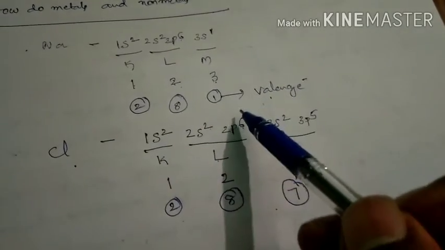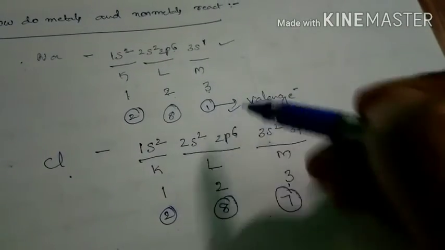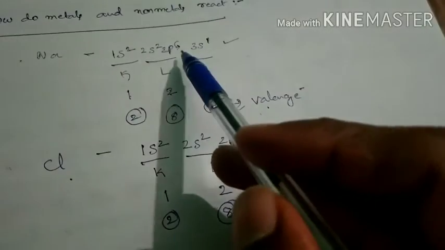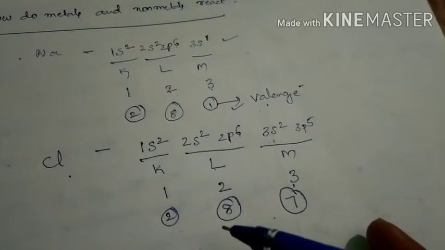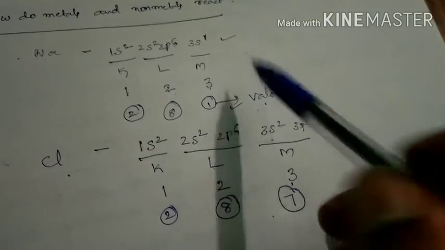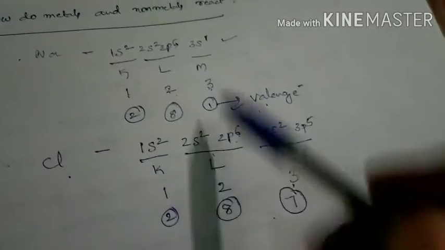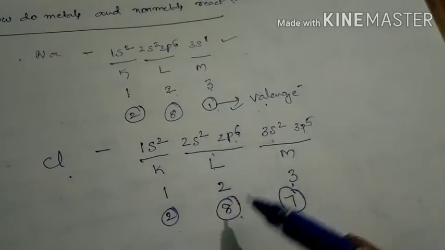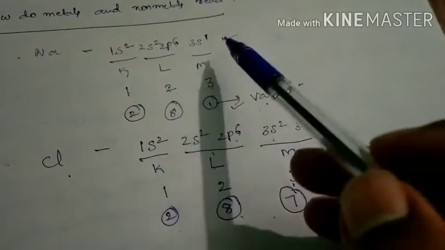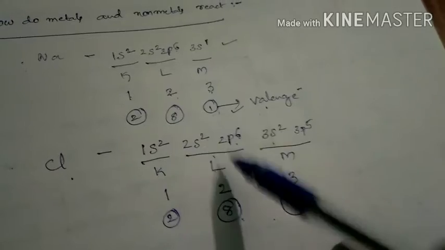We can write the electronic configuration either in this manner or in this manner. It is better to learn the electronic configuration always in this manner, because in higher classes we will discuss the structure of compounds based on electronic configuration in this manner. If you learn the other manner, we cannot learn the structures. So better to learn the electronic configurations always in this manner, the SPDF manner.